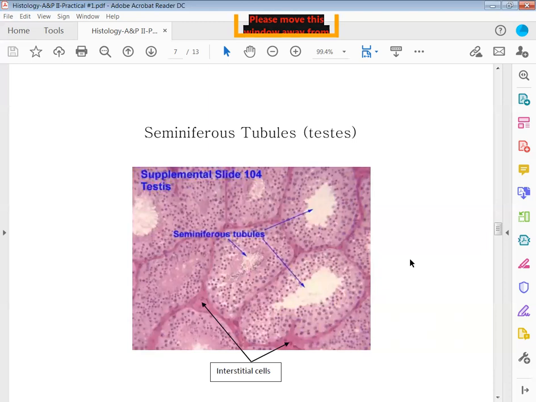So again, when you're looking at the testes, they look like little circular structures or little oval structures. This clues you in that you're looking at the testes. If I ask you what each one of these circular structures is called, it's called the seminiferous tubule. And if I ask you what these cells are here and here, these are called interstitial cells.